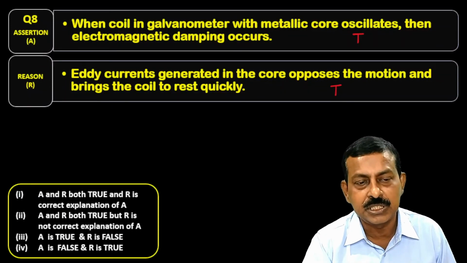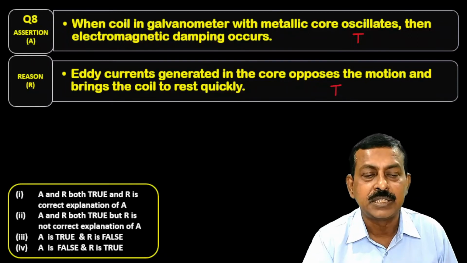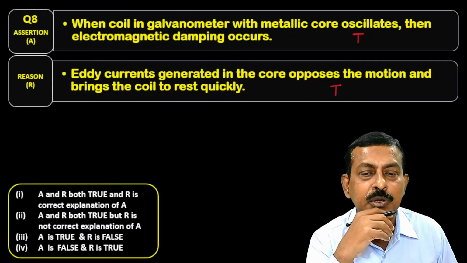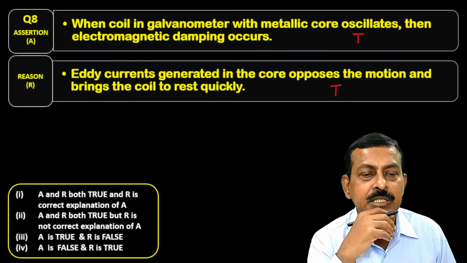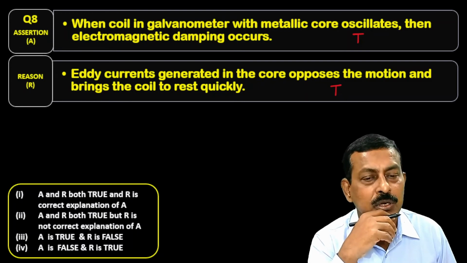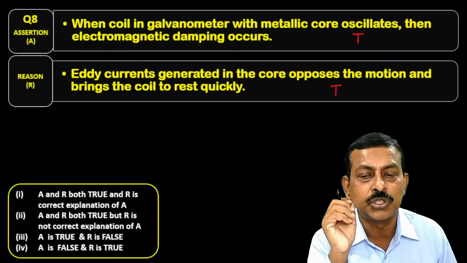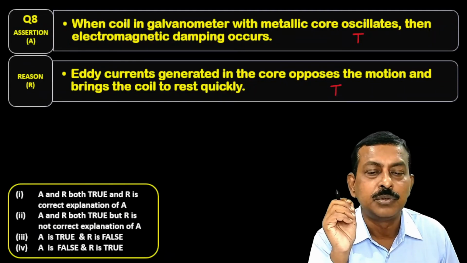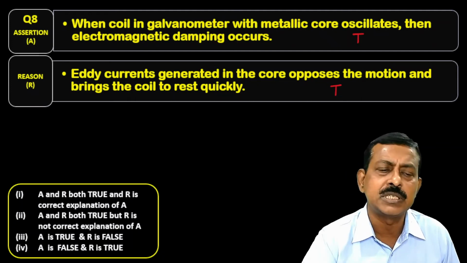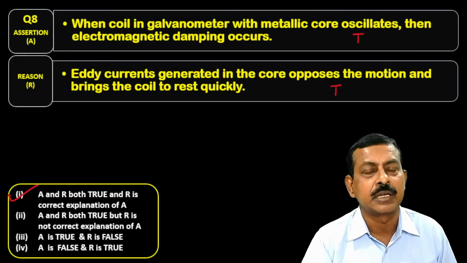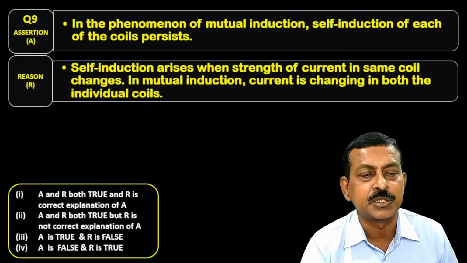So let's see whether the first or the second one is the correct option. When the coil in a galvanometer with a metallic core oscillates, then electromagnetic damping occurs because eddy current generated in the core opposes the motion and brings the coil to rest quickly. So this is explaining it properly. So the first one is the correct option. Let's take the next question.